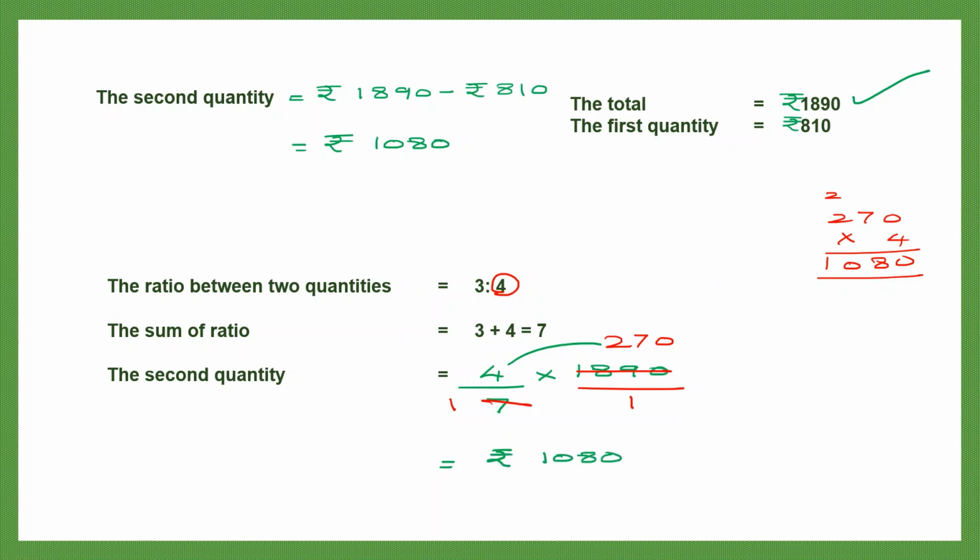Now as you can see, the answer is the same here and here. So this is one way of finding the second quantity. You can take the total and minus the first quantity from it. You will get the second quantity. Or you can do it like how we did for the first quantity. So whichever way you do, the answer is going to be the same. So you can do the way that is easier for you.